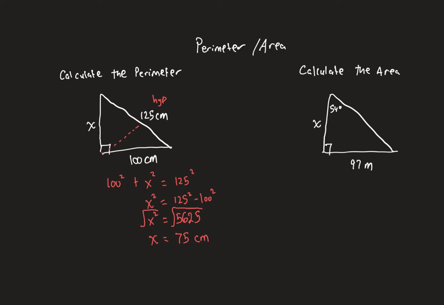With that in mind, the only thing left is to actually do our addition. So perimeter is 75 plus 100 plus 125. So my perimeter is 300 centimeters. Do not forget your units. And I know I'm correct because obviously hypotenuse has to be the biggest side, and it is. So 100, this is 75, and my hypotenuse is 125. It's still bigger than the 2, so I know I'm correct.